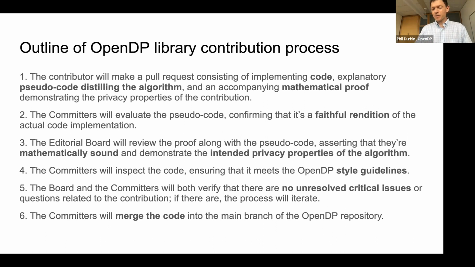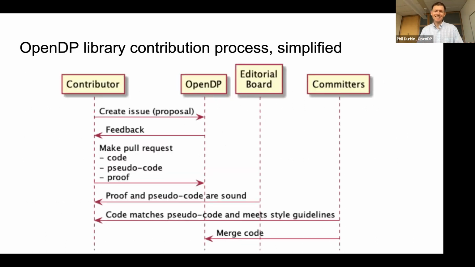So that was a lot. Someone asked, can we have a diagram? So I came up with this. I hope this makes sense, but basically, and I added an extra step of just creating the issue in the first place, the proposal, talking about, hey, I want to do this thing. And then the 3 parts of the pull request: code, pseudocode, and proof. The board saying, yeah, the proof and the pseudocode look good. And then the committer saying the code indeed matches the pseudocode and meets our guidelines. It's okay to merge. So I hope that helps tee up Mike to dive deeper into the library contribution process. I'm going to go ahead and stop sharing my screen and hand it over to him. Thanks.